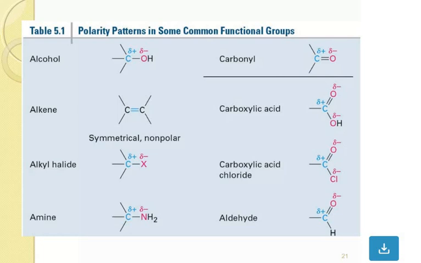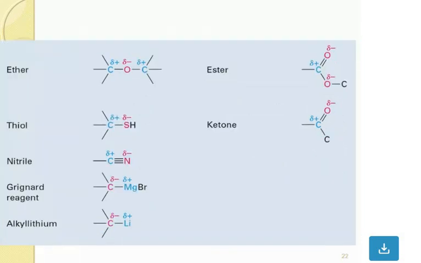You can see partially positive carbon, partially negative oxygen and chloride, and aldehyde: partially positive carbon and partially negative oxygen. In ether, the carbon is partially positive and oxygen partially negative. In thiol, partially positive on carbon, partially negative on sulfur. Nitrile: partially positive on carbon, partially negative on nitrogen. Grignard reagent: partially negative on carbon, partially positive on magnesium. Alkyl lithium: partially negative on carbon, partially positive on lithium. Ester: partially positive on carbon, and two oxygens have partially negative charge.